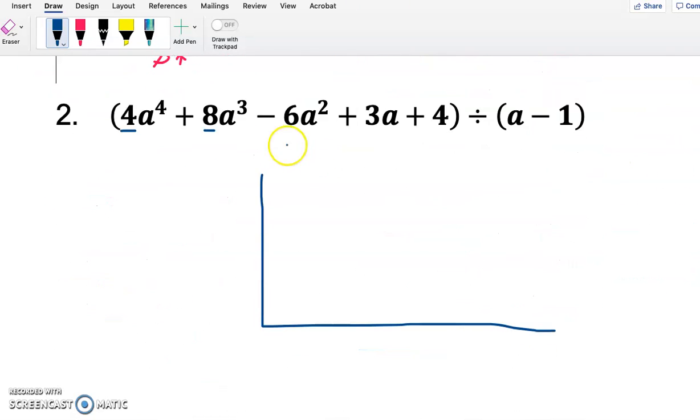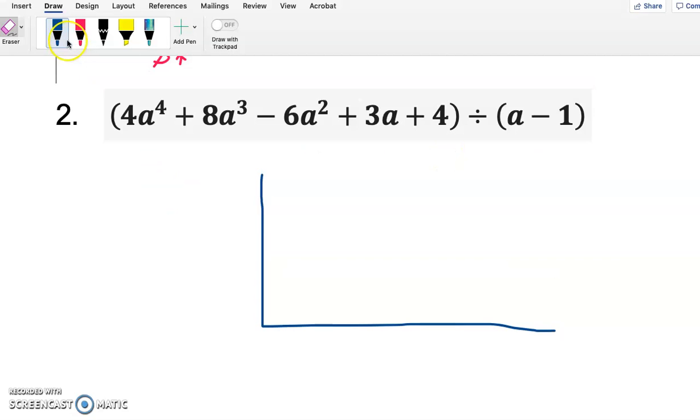So for number 2, for the first one we used long division, and for number 2 we can also use long division if we wanted to, but it would be easier for us to use synthetic division. If you recall, in order for us to use synthetic division, we have to divide by a divisor of 2 terms with a leading coefficient of 1. So it's a binomial divisor with a leading coefficient of 1. So this meets that criteria.